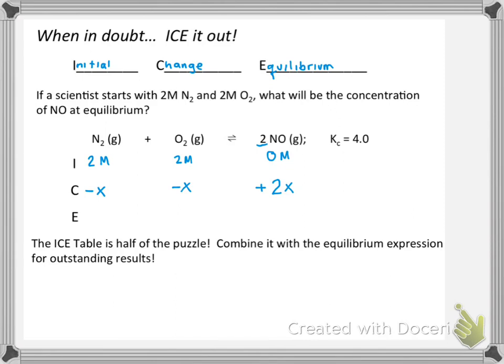So we're losing some amount of x from the reactants, and we're making 2x on the right. Then for our equilibrium row, we're just going to combine the 2 rows we have. So we'll have 2 minus x for N2 and O2. And then we'll have 0 plus 2x, which is going to be 2x for our NO. But we have to remember that as responsible chemists, we're going to write our equilibrium expression. We'll have NO squared divided by N2 O2.